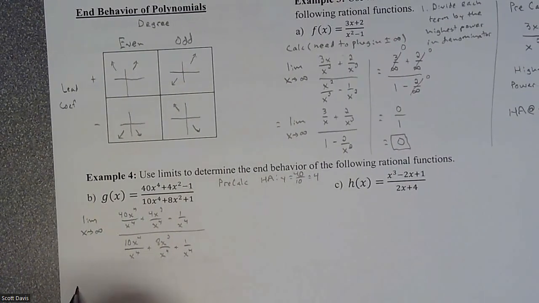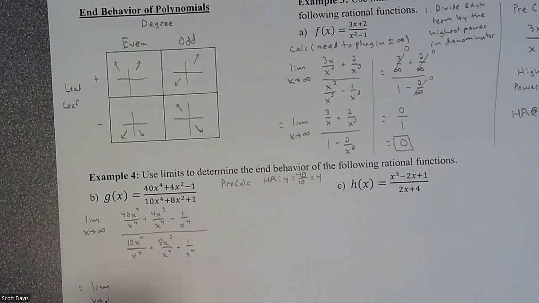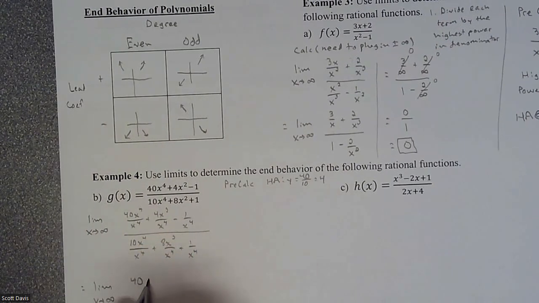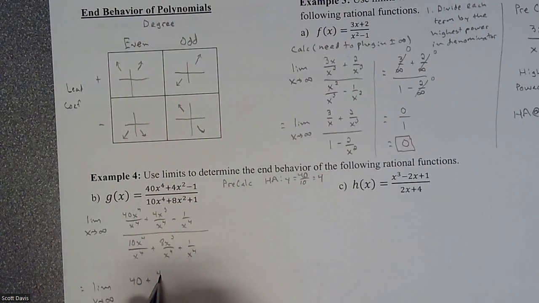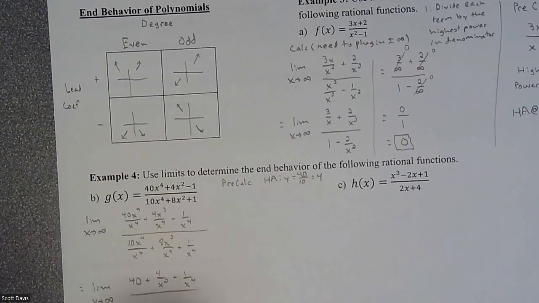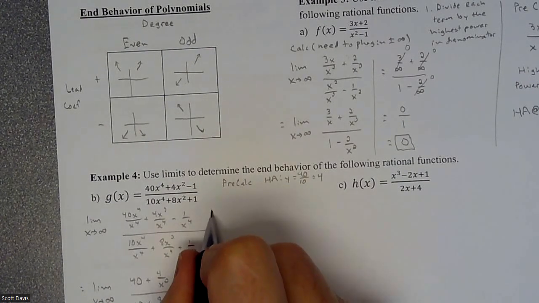All right, so then we simplify everything. Limit as x goes to infinity. So we have those go away. You're left with 40 plus 4 over x squared minus 1 over x to the fourth divided by 10 plus 8 over x squared minus 1 over x to the fourth. All right, so now we're ready to plug in.